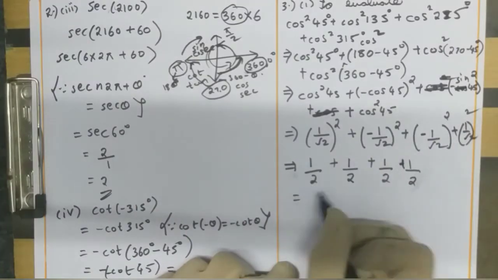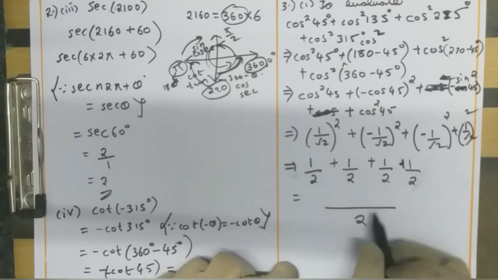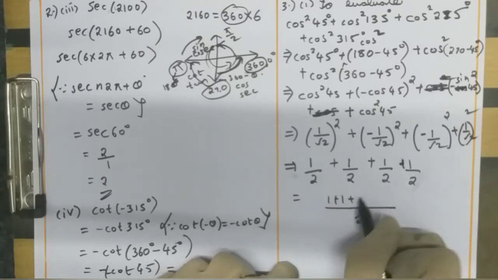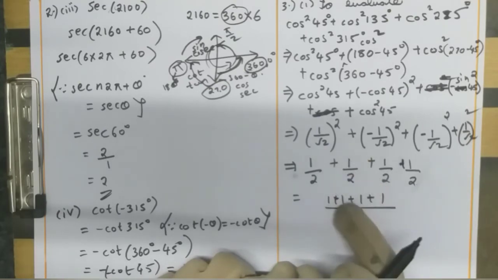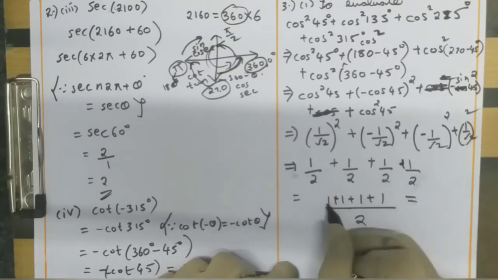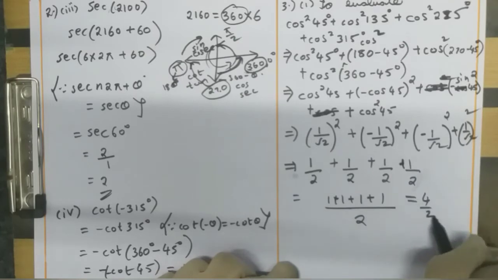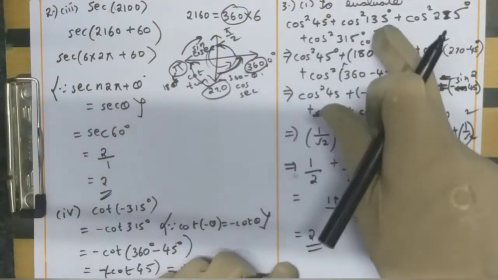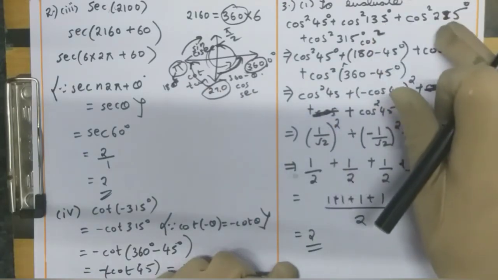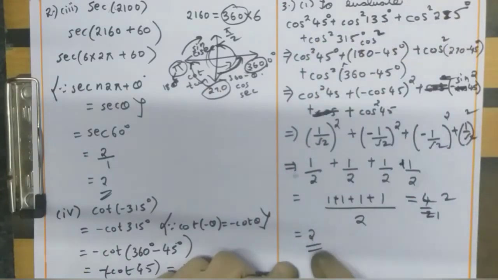So here, if I take out the LCM of all of this, 2, 1 plus 1 plus 1 plus 1. 2 by 2 is 1, 1 into 1 is 1. 2 by 2 is 1, 1 into 1 is 1. So plus 1 plus 1. 1 plus 1 is 2, 2 plus 1 is 3, 3 plus 1 is 4. 4 by 2, 2 2s are 4, so it is 2. So I got the value of cos square 45 plus cos square 135 plus cos square 225 plus cos square 315 degrees as 2.